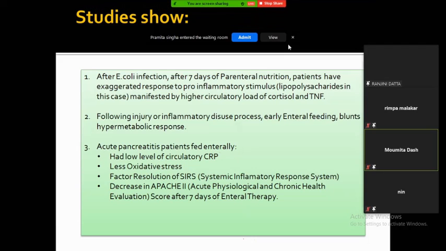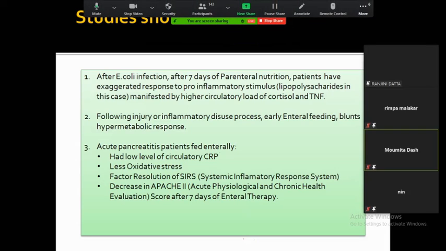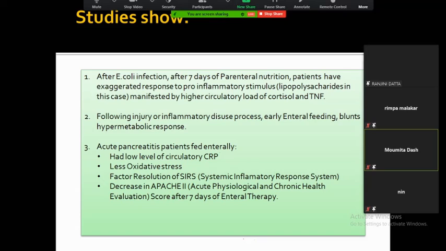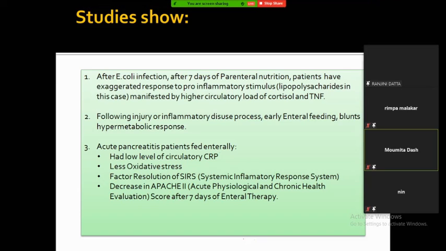It has been seen that if there is early enteral feeding, then the total hypermetabolic response, which is actually leading to the development of cachexia in the patient, blunts, reduces. So there is less hypermetabolic response. There is more retention of body protein mass, more retention of body nutrients.